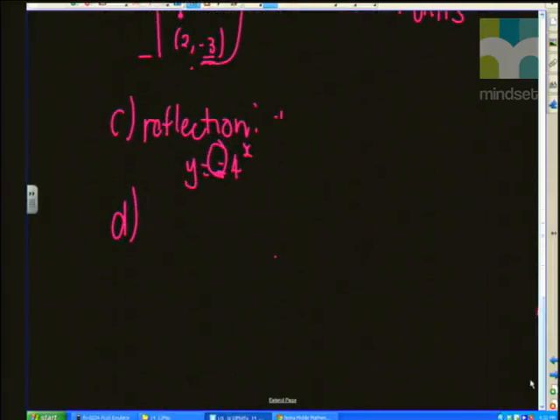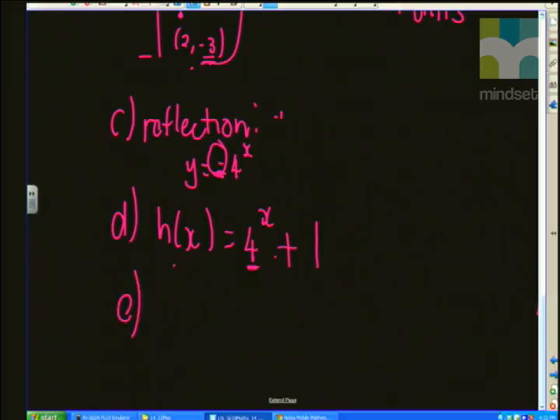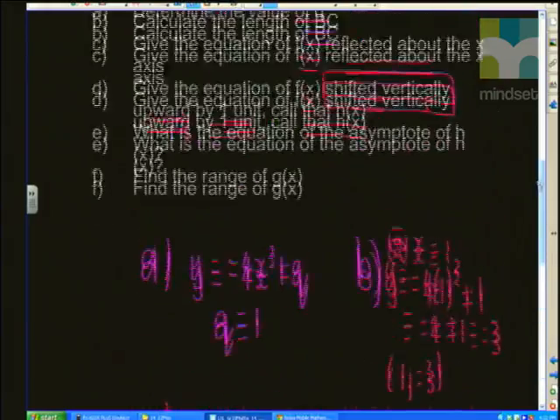So they're taking the graph of f of x, which was 4 to the power of x, and moving it upward by 1 unit. Therefore, we're adding 1 to every single y value. So my new equation will be h of x is equal to the original function f of x plus 1.